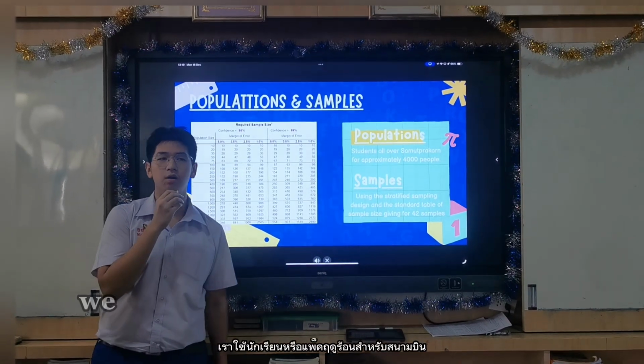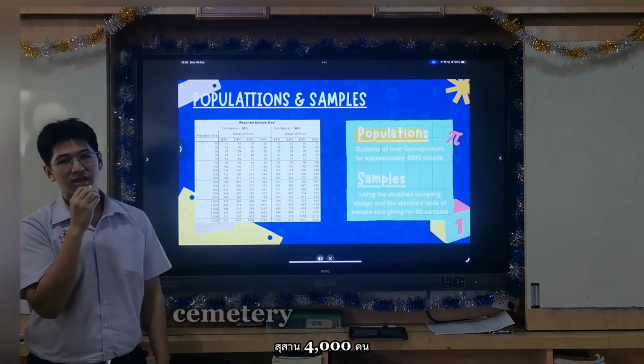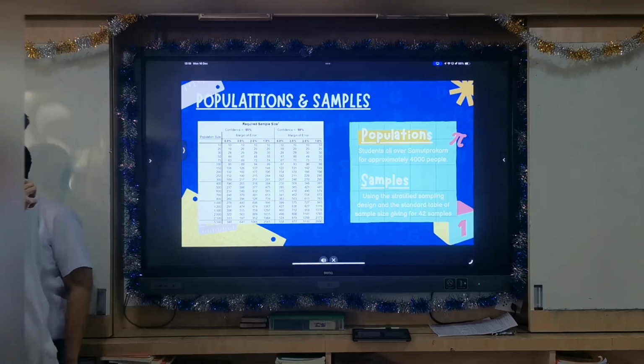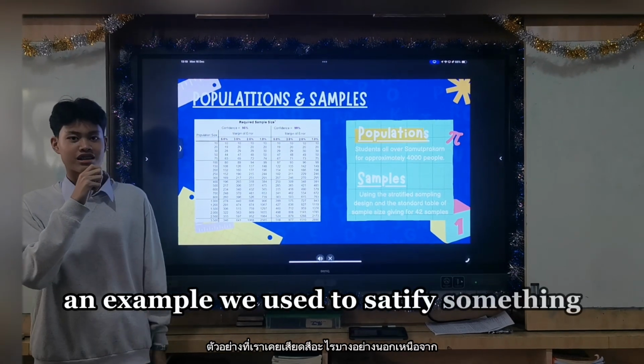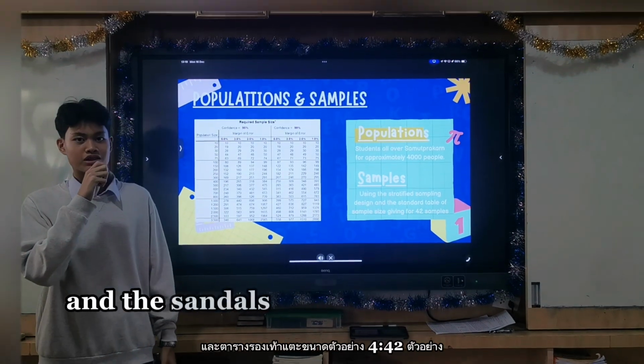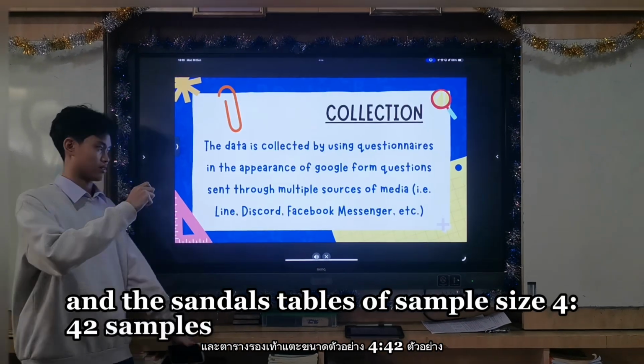For the population, we use students all over Seenuan, approximately 4,000 people. We use stratified sampling design and the standard tables of sample size, which gives 42 samples.